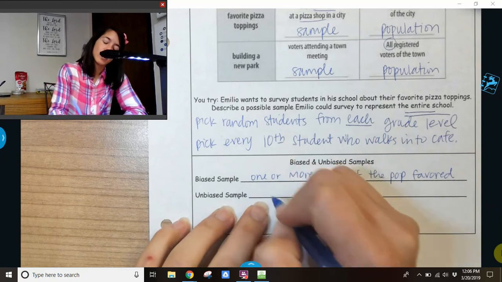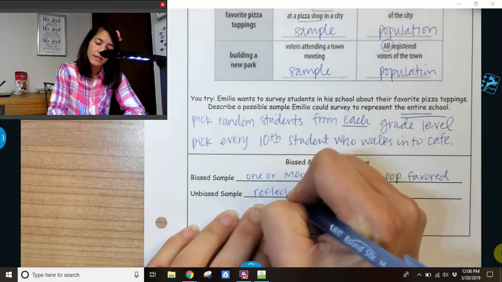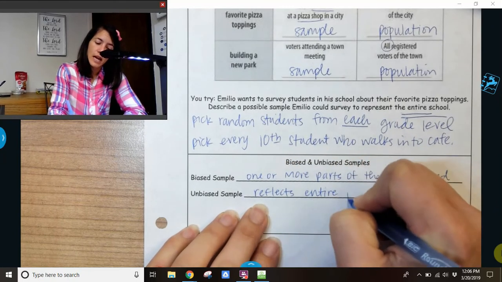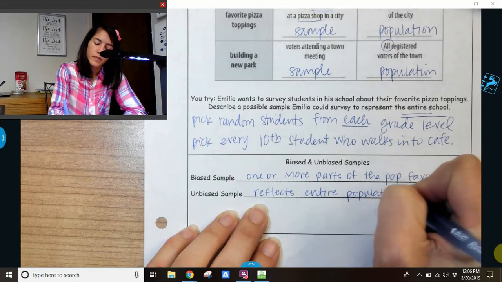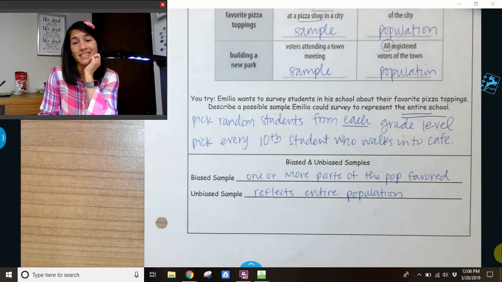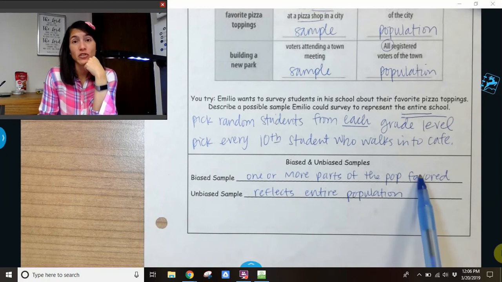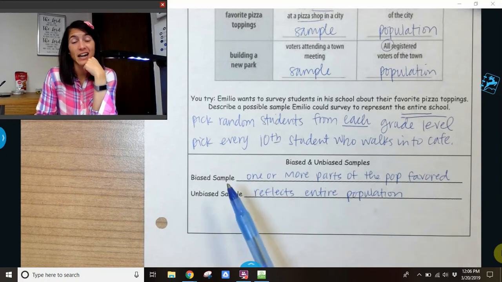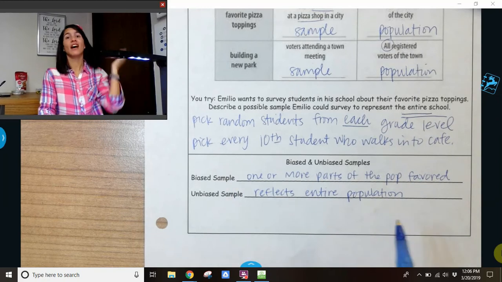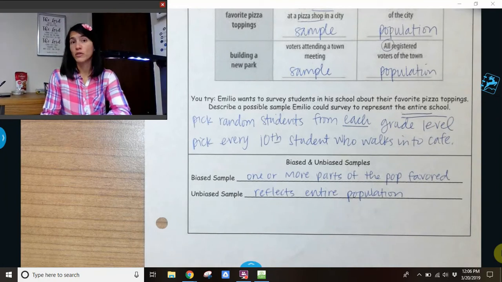An unbiased sample reflects the entire population. Not one side is favored more than the other. For example, when I just said the boys' bathroom, that would be biased because that favors the boys. The girls don't have the same chance. It doesn't accurately reflect the school unless you go to an all-boys school, but Emilio probably doesn't.